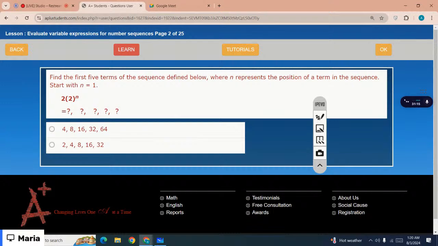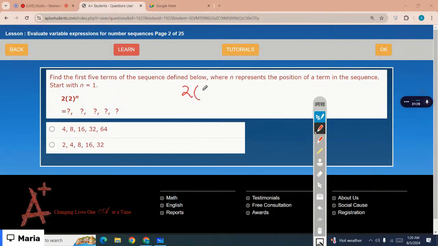Okay, the next one is: find the first 5 terms in the sequence defined below, where n represents the position of a term in the sequence. Start with n equals 1. So the sequence is now 2 times 2 exponent n. Start by replacing n with 1. So that would be 2 times 2 is 4. Now for the second value, you need to replace n by 2.